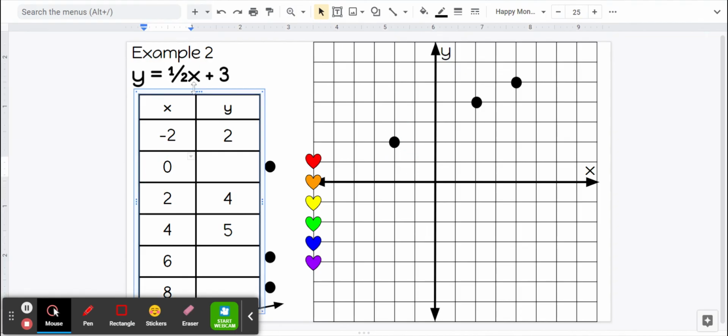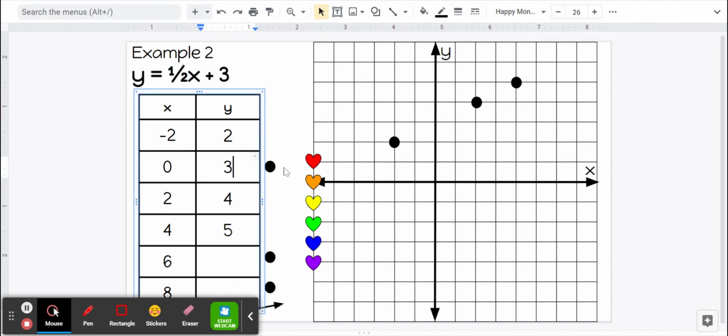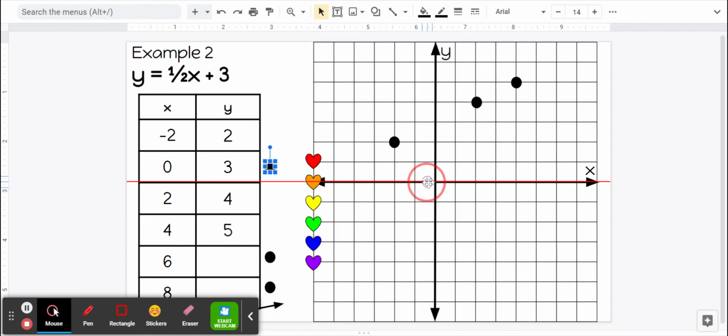All right, if we did 0, half of 0, yeah, still 0, and add 3 more, that would be 3. So to graph that, I don't go over at all. I hop on the elevator and go up to 3.